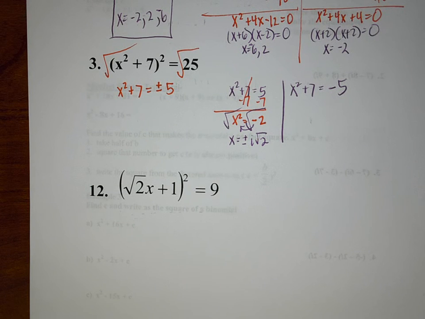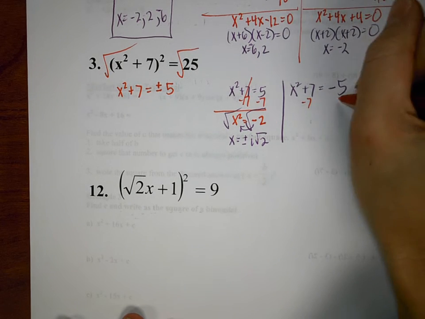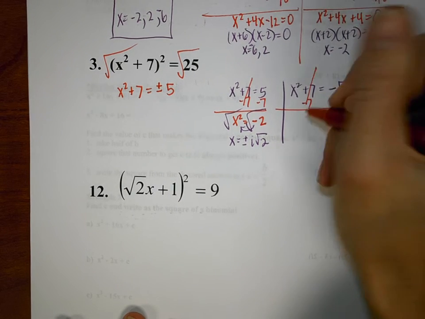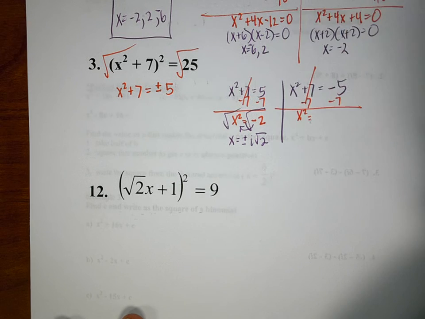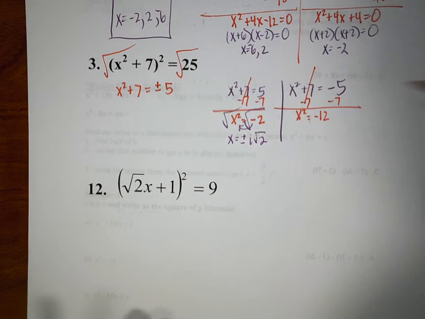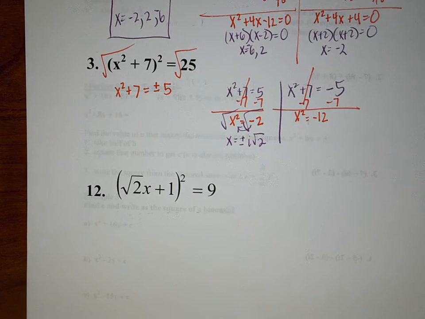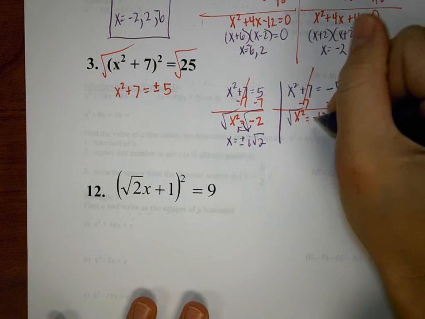Okay, what am I doing on the other side? Same thing, we're going to subtract 7. -5 and -7, though, makes what? -12. And that makes x squared equals -12.